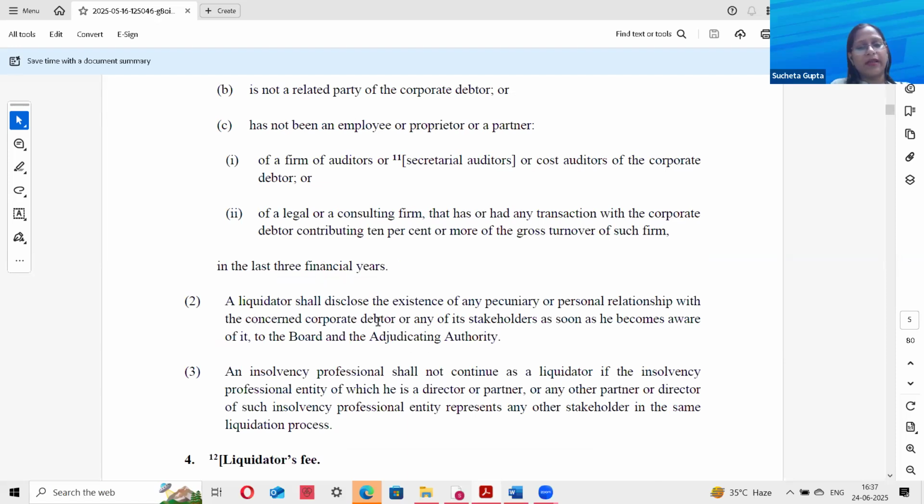The liquidator shall disclose the existence of any pecuniary or personal relationship with the concerned corporate debtor or any of its stakeholders as soon as he becomes aware of it to the board and the adjudicating authority. An insolvency professional shall not continue as a liquidator if the IPE of which he is a director or partner, or any other partner or director of such IPE, represents any other stakeholder in the same liquidation process.